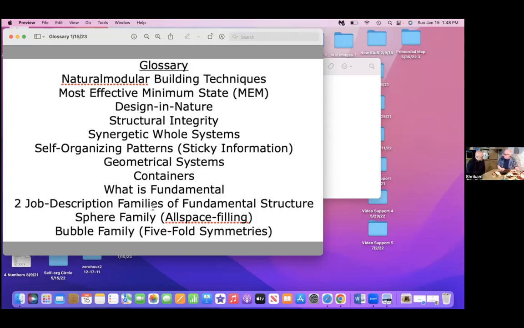And then the two fundamental job description families. The sphere family, which I call the all space filling families. When stacked together, they fill up all of the space without any gaps. And then the bubble family, which is the fivefold symmetries, like outside protective shells. So the first egg got the idea for its structure by using the all space filling for the egg yolk and the egg white, and then the outside shell with the fivefold symmetries.